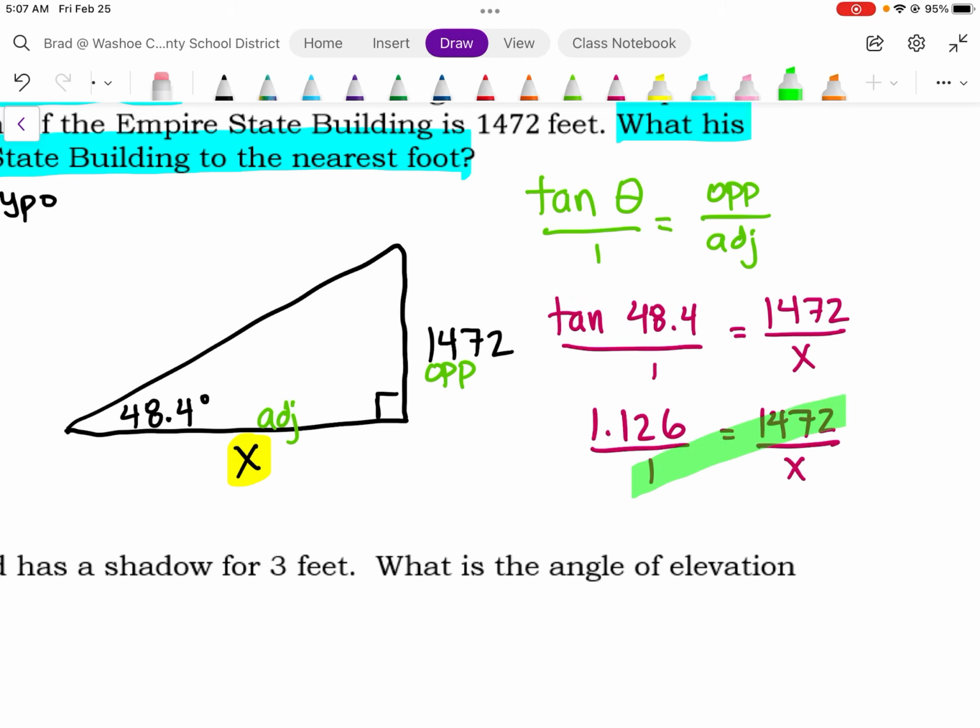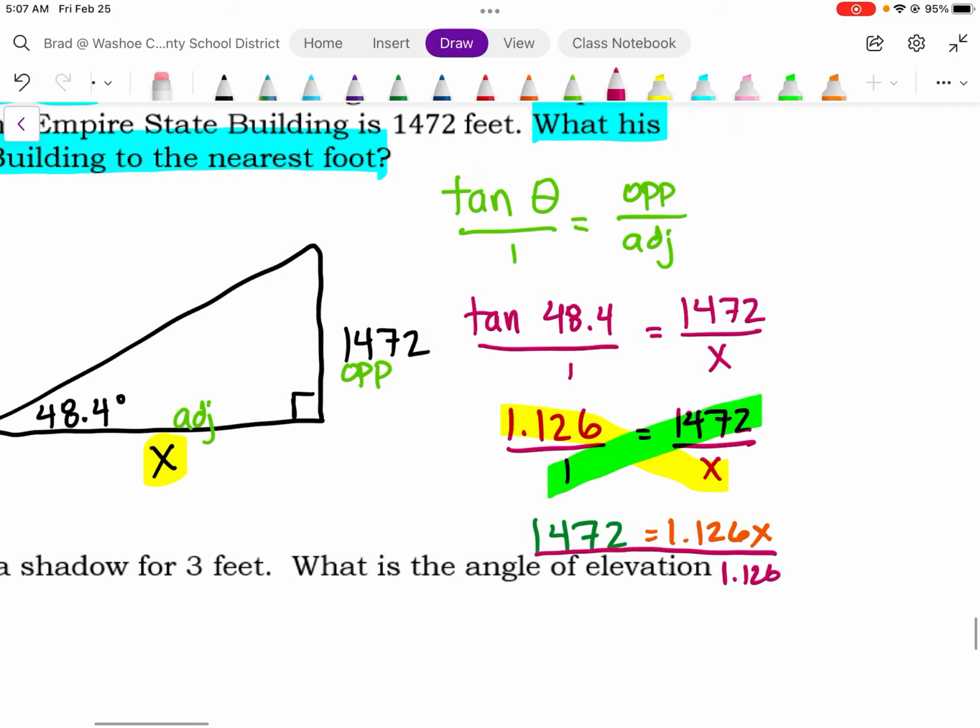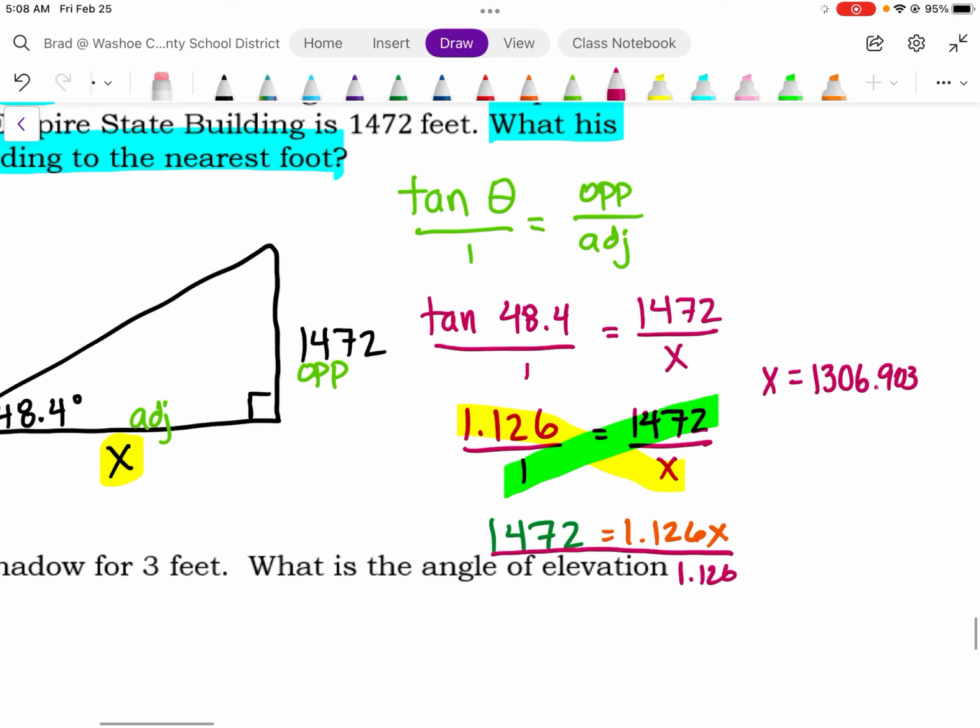So now a little cross multiplying action. Boom. So that's going to go ahead and give me this 1472. And then we'll cross multiply this way. And I'm going to get 1.126x. Now, because the x is not alone, I need to divide both sides by 1.126. So 1472 divided by that lovely decimal. And I got x is equal to 1306.903. And then we're still in feet mode.